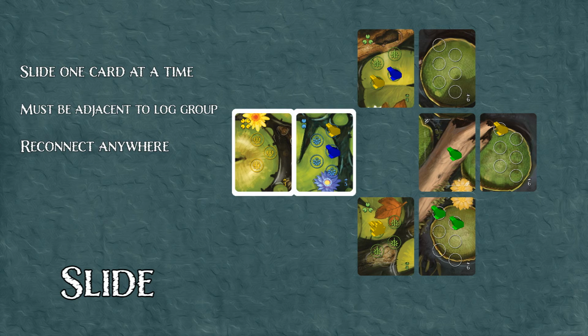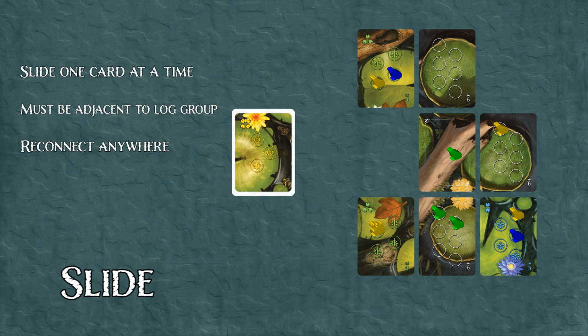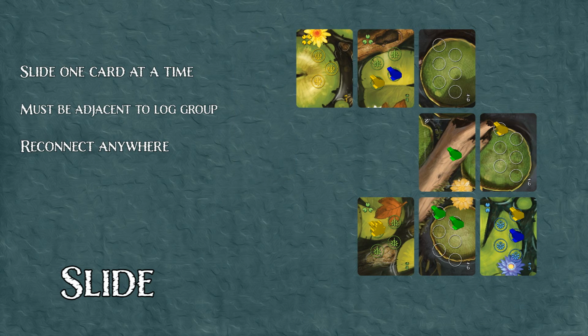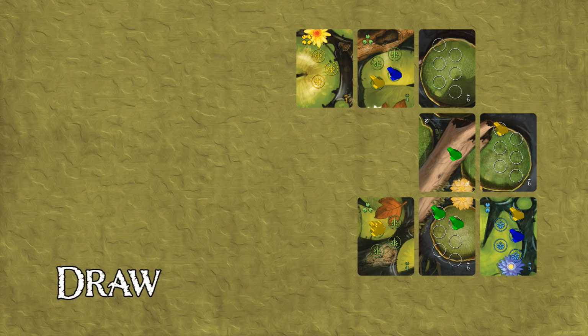Here, there are 2 lily pad cards disconnected from the group. I slide this card here, and then I slide this one here. Now that sliding is complete, I draw a card from my draw deck and my turn is finished. Play continues until all cards have been played and the last turn is complete.